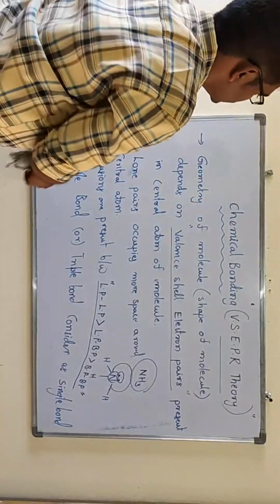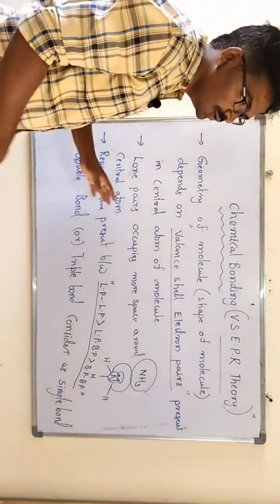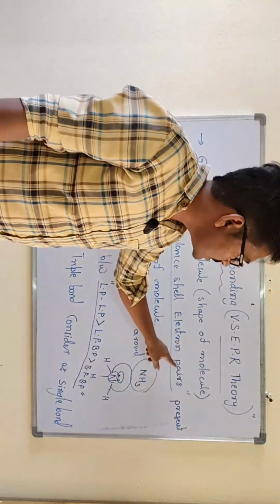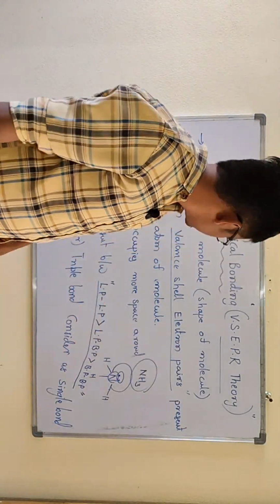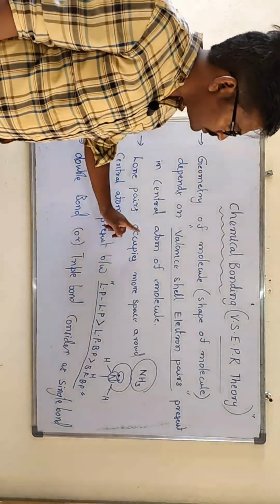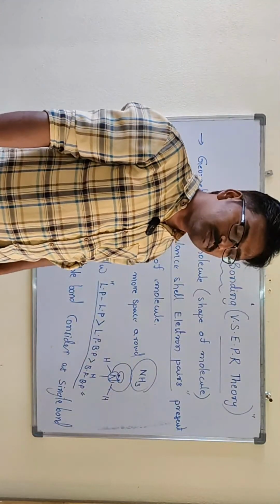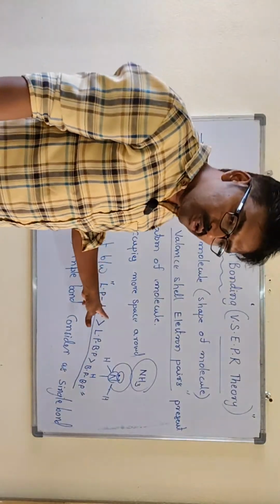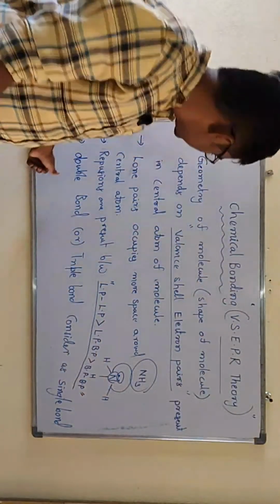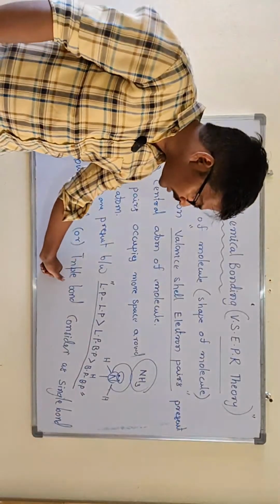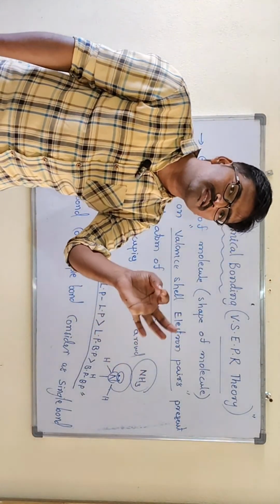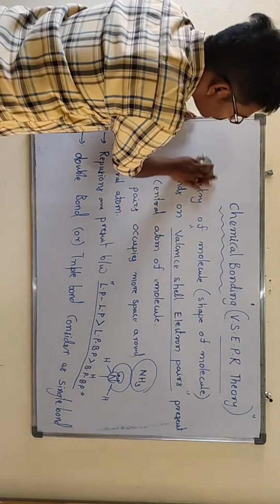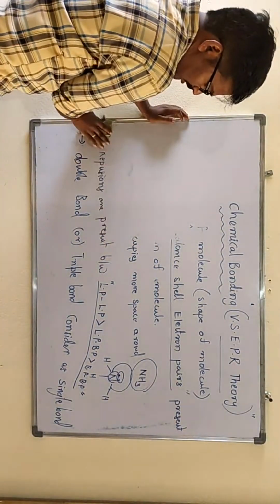So these are the main important points. What are those? Geometry of the molecules depends upon valence shell electron pairs, nothing but lone pairs as well as bond pairs. The next, lone pairs occupy more space around the central atom. The next, repulsions are present between lone pairs and lone pairs, then lone pairs and bond pairs. Then a double bond or triple bond is considered as a single bond in the valence shell electron pair repulsion theory. So how to find out the geometry of a molecule by using valence shell electron pair repulsion theory?